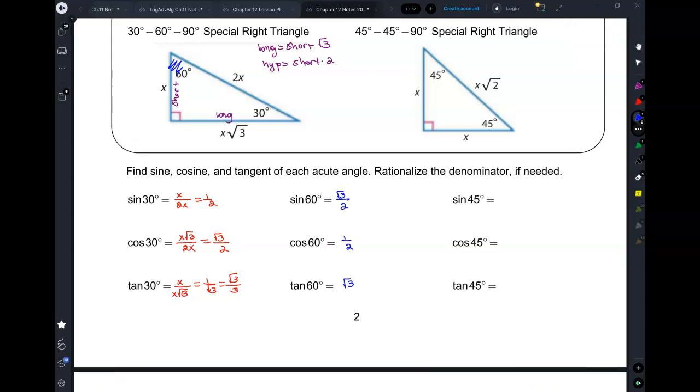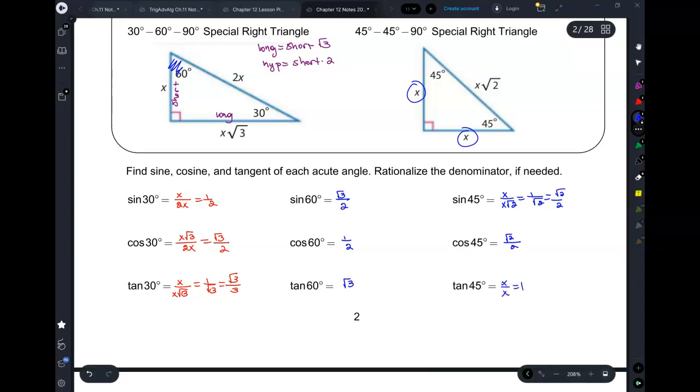Okay? Now, 45, 45, 90 is a different situation. Now you've got the two legs which are equal, and the hypotenuse is just that times root 2. So for sine of 45, it's going to be x over x root 2, 1 over root 2, which is root 2 over 2. Cosine of 45 is going to be the same thing. And then tangent of 45, x over x, is just 1.